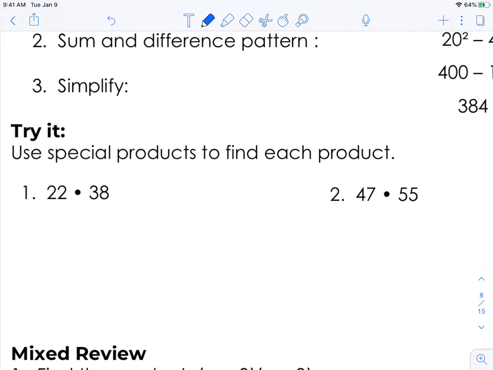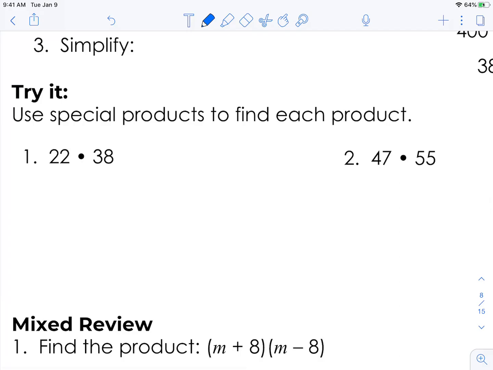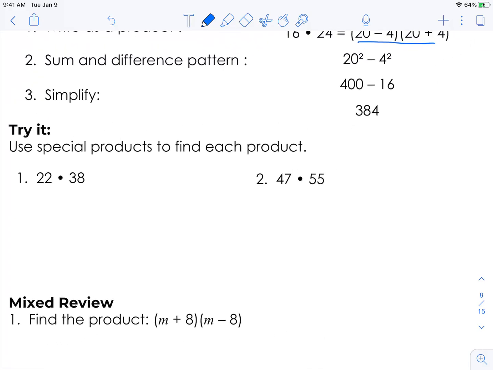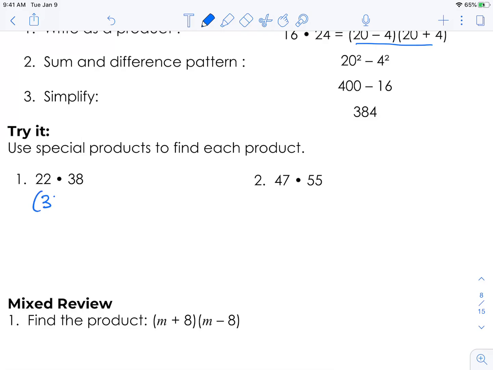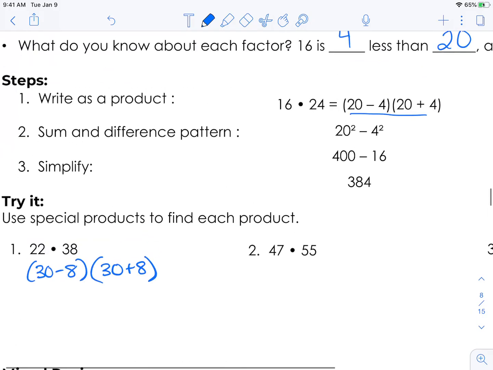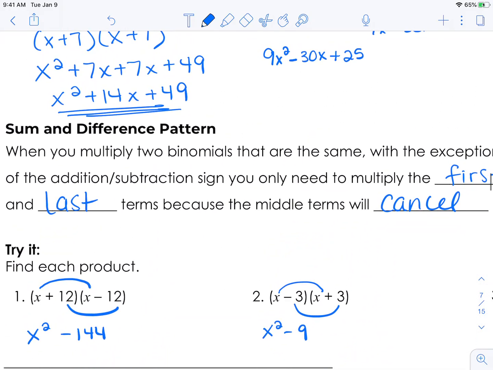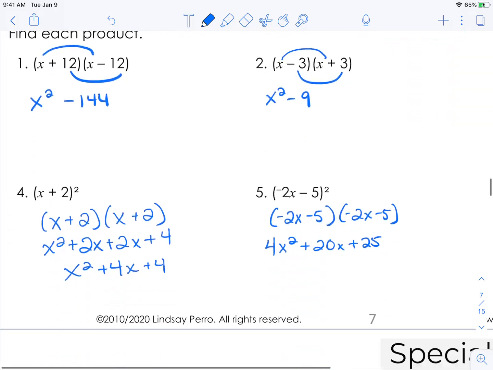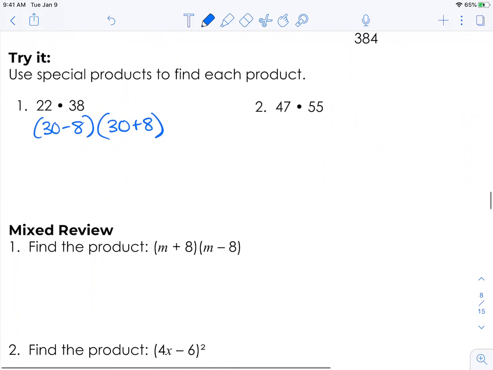So let's look down here. The common number between these two is 30. 22 is 8 less than 30. And 38 is 8 more than 30. And they're not always going to both be equidistant apart. This is the difference. What you have right here is what we talked about right here, the sum and difference pattern. So you're not going to have those middle terms.